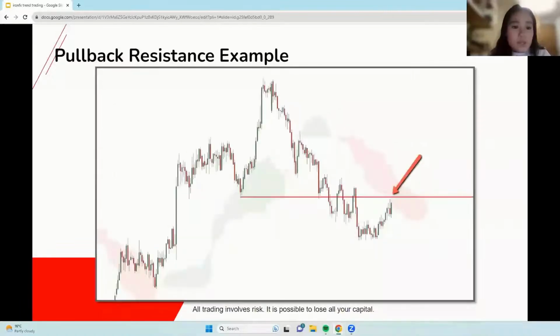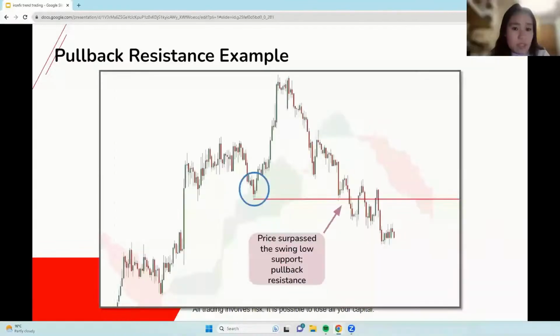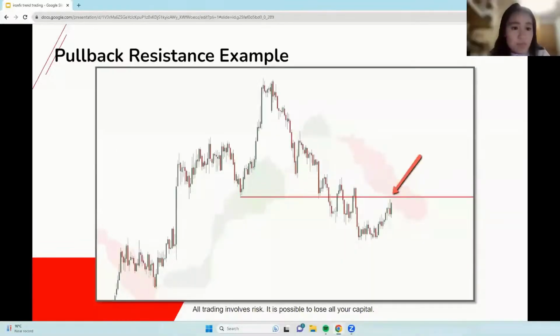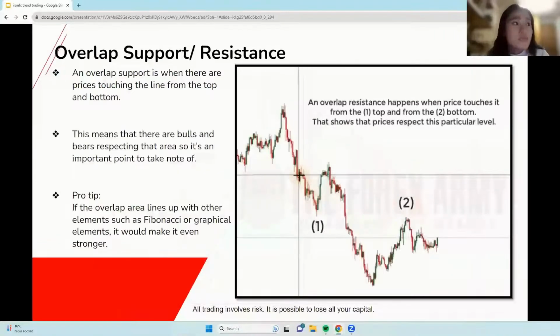Okay, next we have another pullback resistance example here. Actually, this is a follow-up from the previous slide. So this is the previous slide. We're expecting price to reverse off, and that's exactly what it did. So it reversed off of this swing low, and it hit right back to our pullback resistance, just as we expected. But what happens when price reverses off of this pullback resistance? So that's what we call an overlap support or resistance.